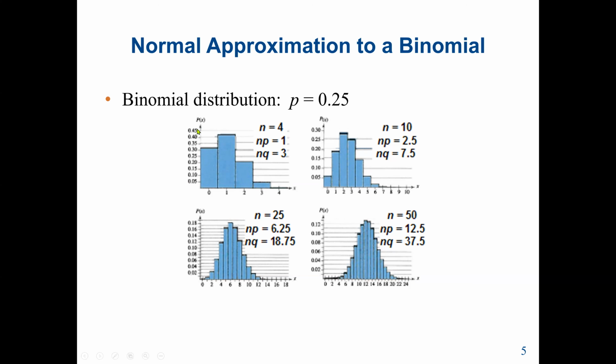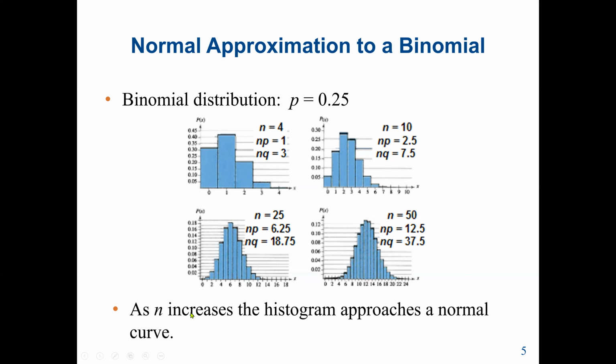We can always have a normal approximation to a binomial, but everything will be dependent on the sample size, because the condition that must be met is that n times p should be greater than or equal to 5, and n times q should be greater than or equal to 5. n is the sample size, p is the probability of success, q is the probability of failure. So q is equal to 1 minus p.